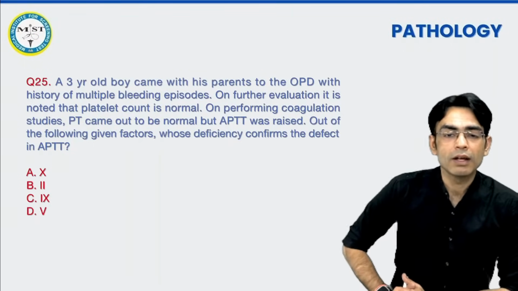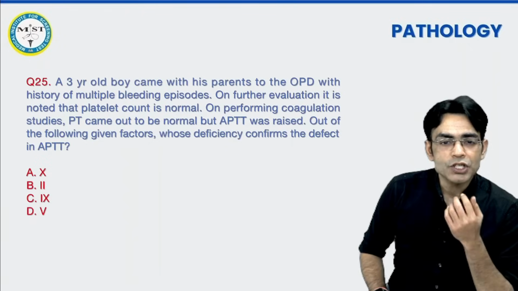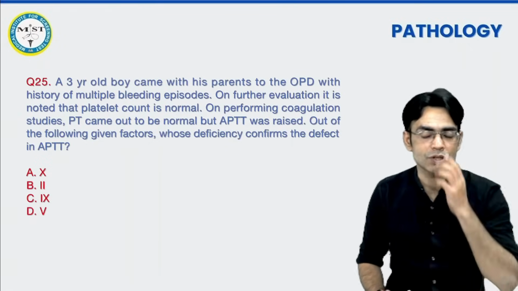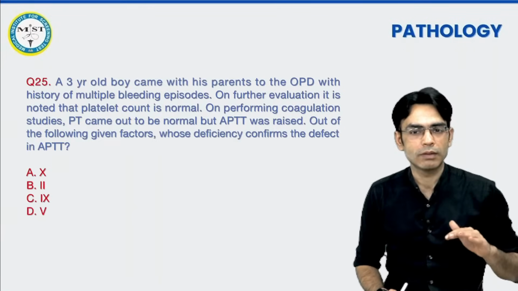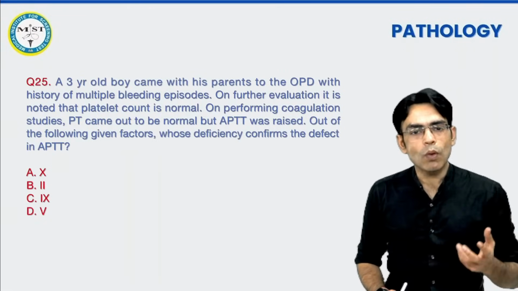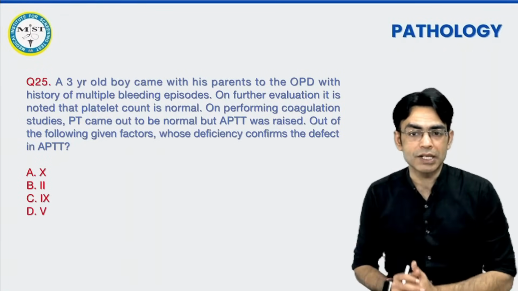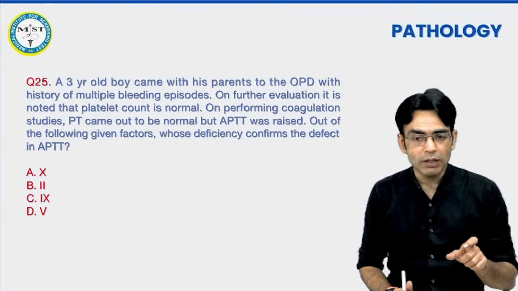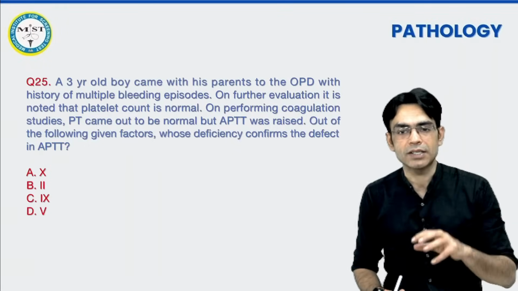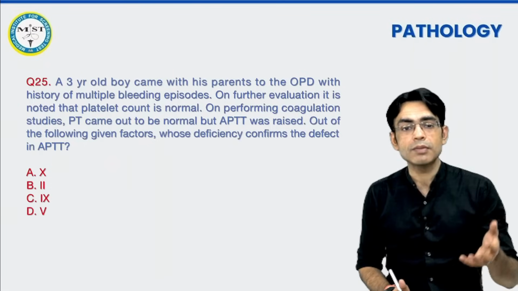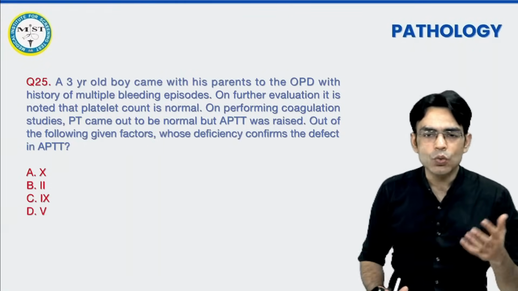A 3-year-old boy came with his parents to the OPD with history of multiple bleeding episodes. ध्यान से करना बेटा इस question को. On further evaluation, it is noted that the patient's platelet count is normal. On performing coagulation studies, PT came out to be normal, but APTT was raised. So prothrombin time is normal, but activated partial thromboplastin time is raised. Out of the following given factors, whose deficiency confirms the defect in APTT? The options are 10, 2, 9 and 5.